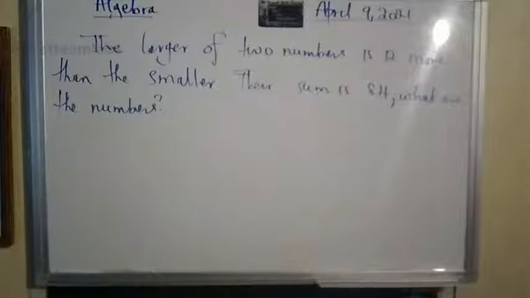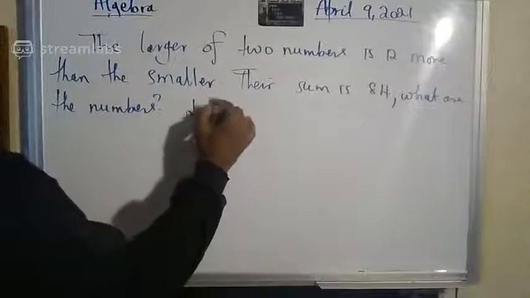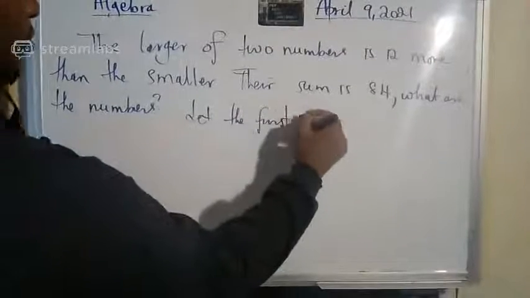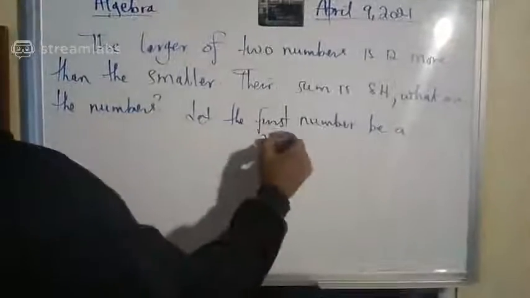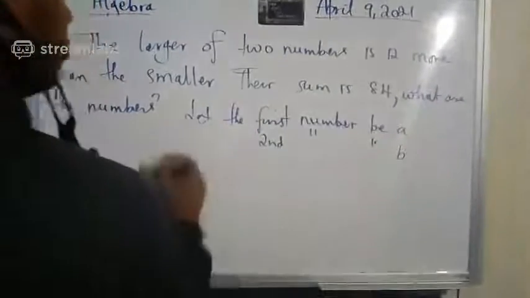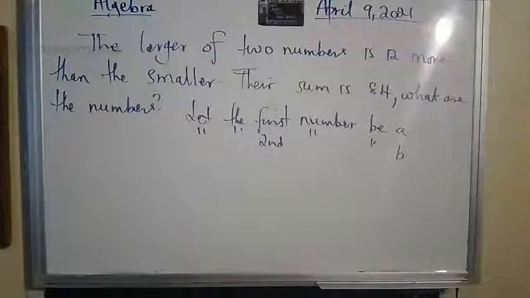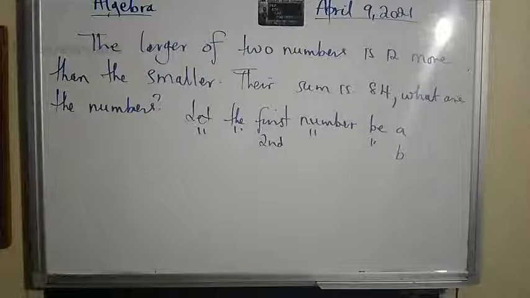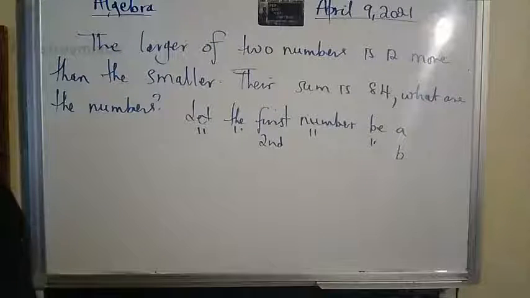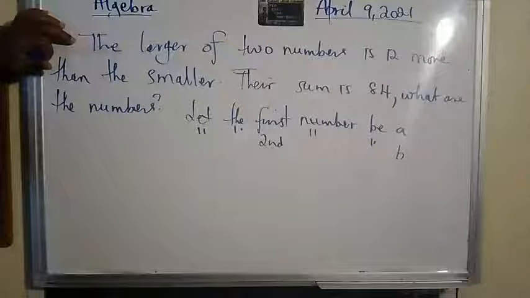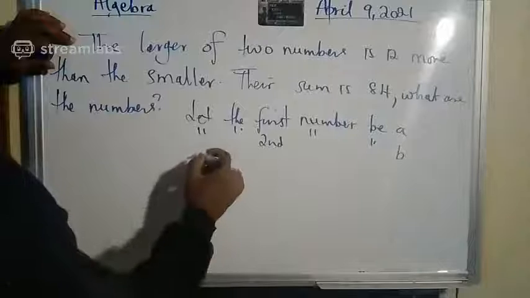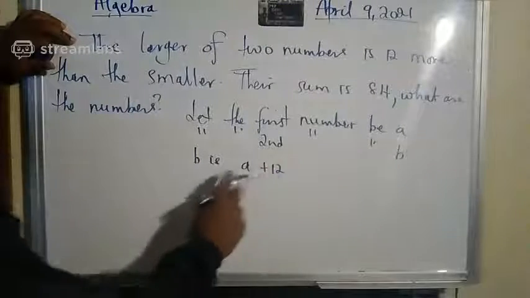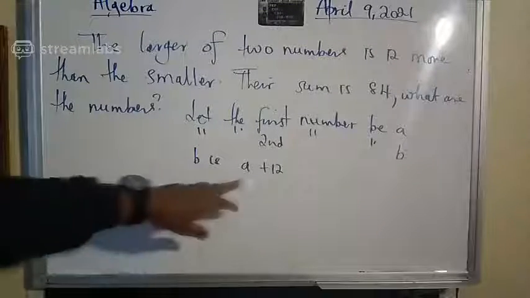Alright, let's go now. So we're going to say let the first number be A this time. Now I use X all the time. So we're going to make the second number B. We say that the larger of the two numbers is 12 more than the smaller. So we could just assume that B is the larger number. So B would be A plus 12, because it says 12 more. Whatever A is, B would be 12 more.